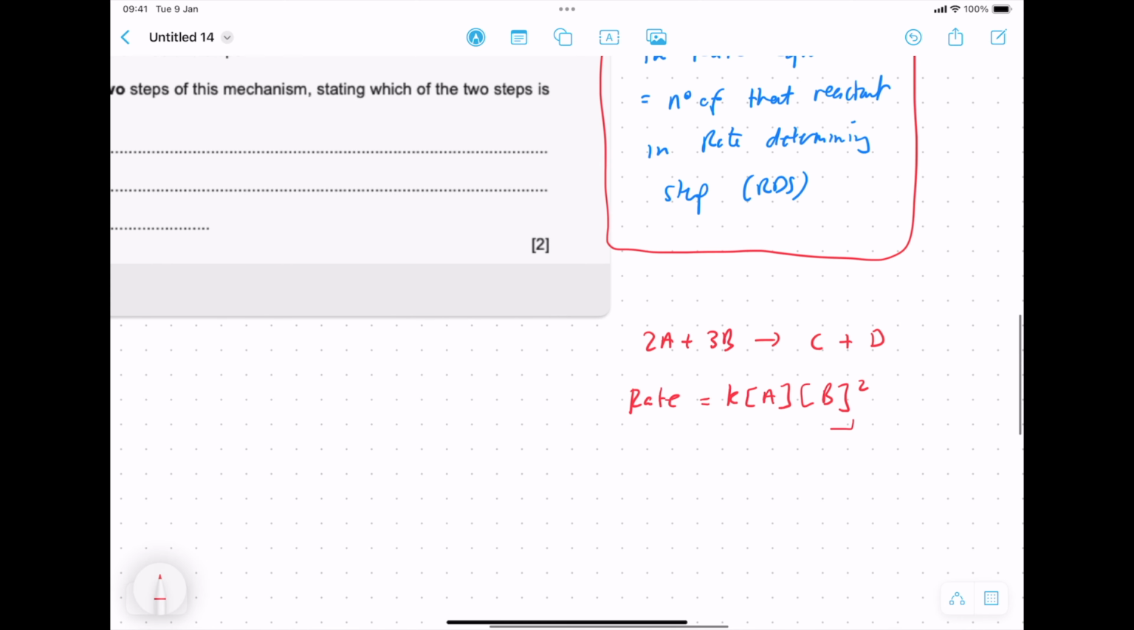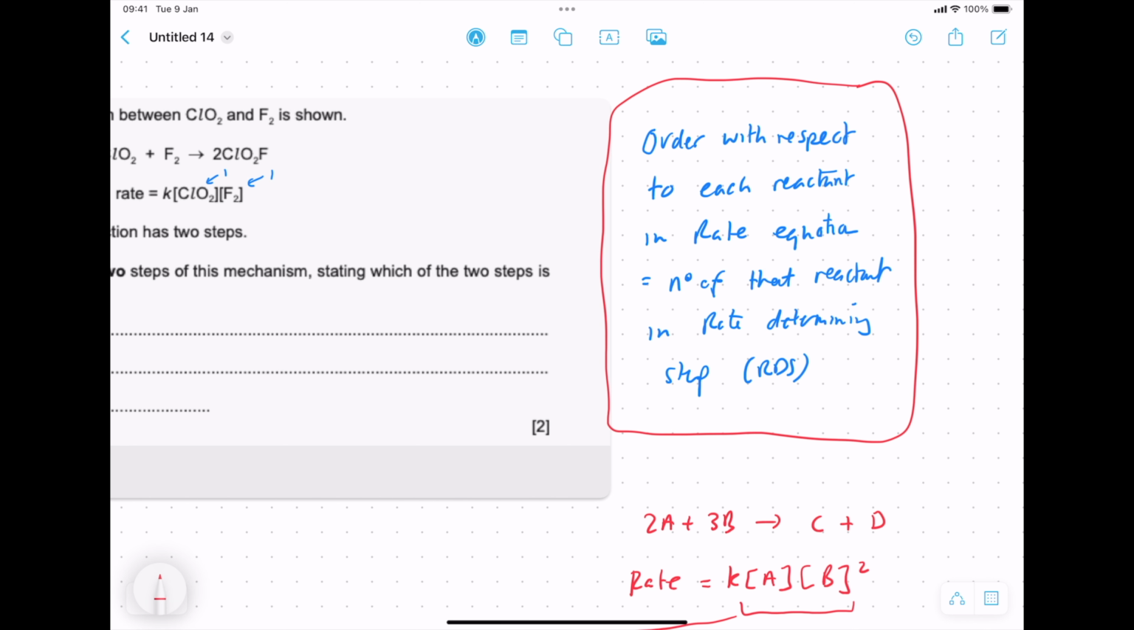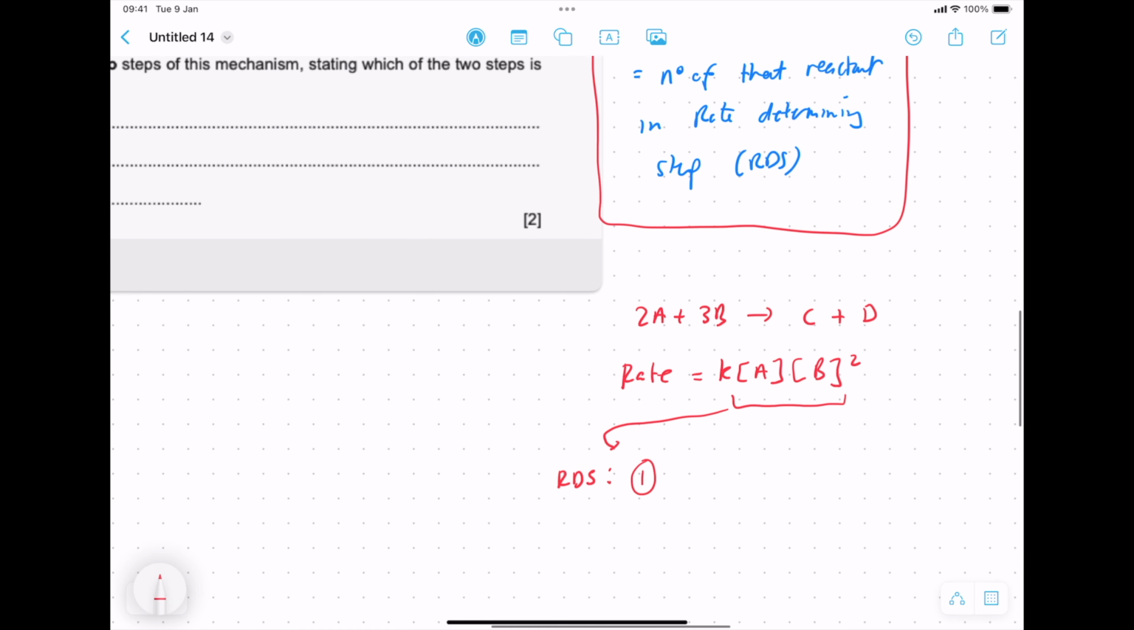Immediately from that information, we can propose the rate determinant step, which might not necessarily be the first step in the reaction mechanism, but for the purposes of this, we just say first step. I can see that it's order 1 with respect to A and order 2 with respect to B. So according to the rule, the order with respect to each reactant in the rate equation is the number of that reactant in the rate determinant step. Therefore, I can immediately say that one lot of A reacts with 2 lots of B to produce something. That question mark will be an intermediate, a transition state, or some fleeting molecule that is formed during the reaction.